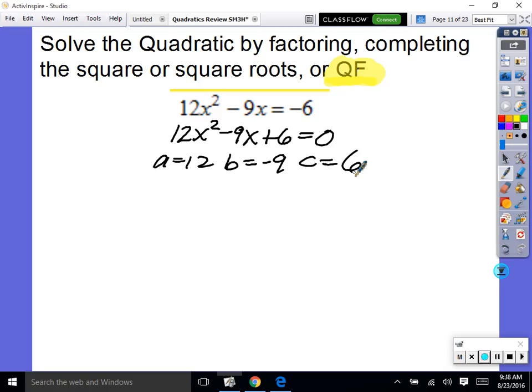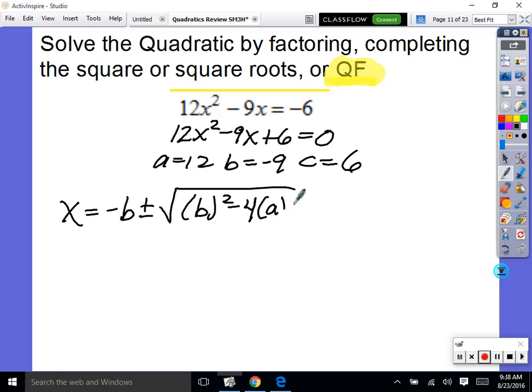So then we have our quadratic formula, which is x equals negative b plus or minus the square root of b squared minus 4ac all over 2a. And I'm going to sing you a quick song. How many of you learned this song to Pop Goes the Weasel? Yeah. Okay. So it goes like this to remember the quadratic formula.